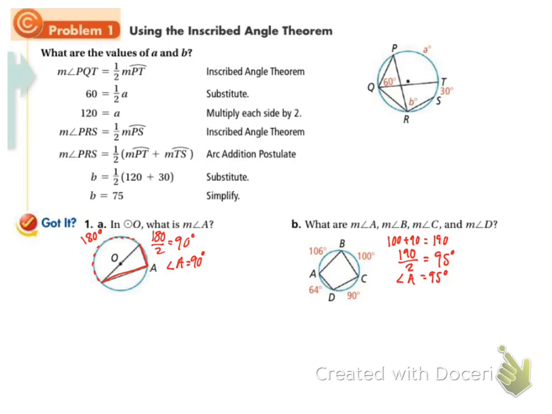Now, if we look at angle B, that goes with this arc. So that's 64 plus 90, which is 154. If we do 154 divided by 2, we get 77 degrees. So angle B is 77 degrees.